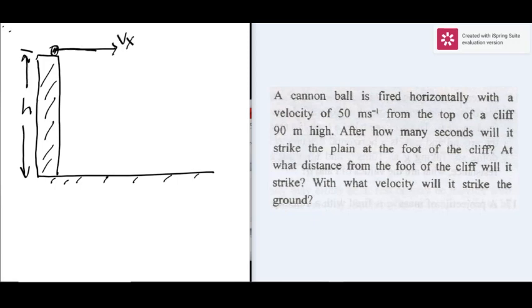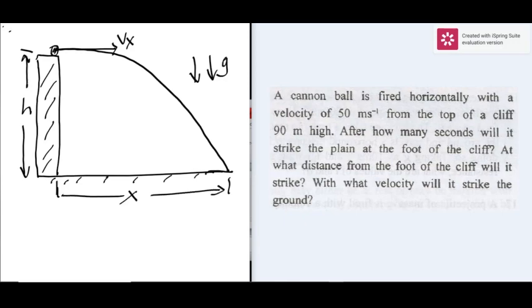It will form a trajectory in this form, governed by acceleration due to gravity. The distance from this point down to here is the range, the horizontal range, x. At this point where it hits, find the time when it gets to that point, and also the velocity at which it hits the ground at that point.